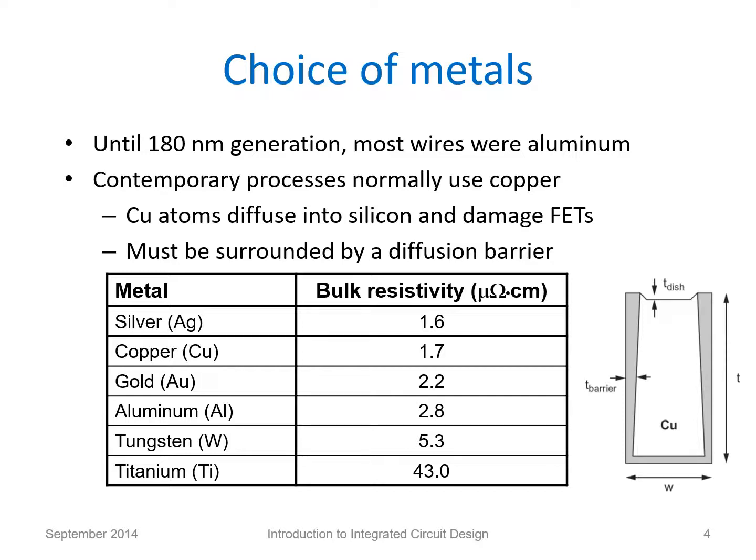In this table, we also have some typical values of the bulk resistivity of a metal in micro-ohm centimeter, like aluminum 2.8 and copper, that's almost a factor of 2 down to 1.7 that we can win by going from aluminum to copper.